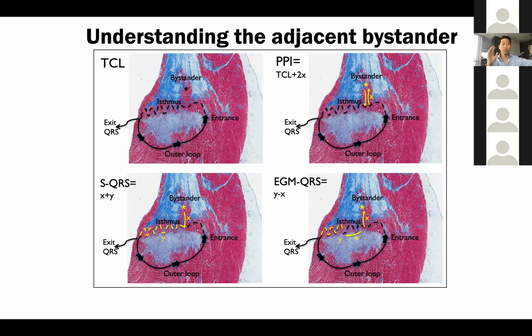That's the most important thing. It's like the His bundle during bundle branch reentry. The His bundle is not part of BBR. You activate around below it, and then it also goes up to the His bundle. It's the same thing for a bystander.